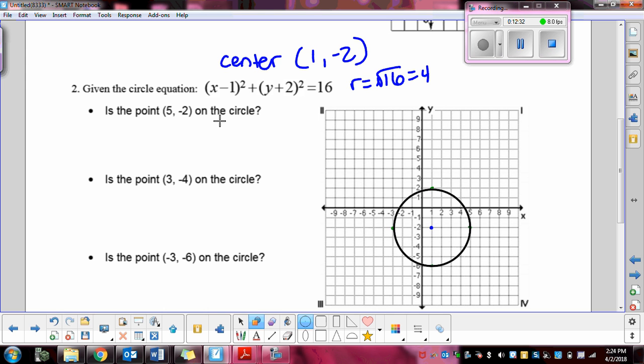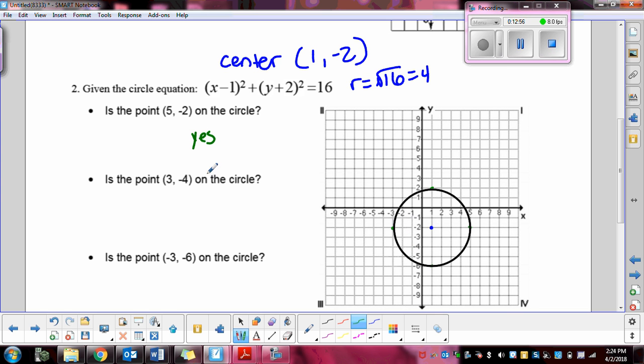And it says, is this point 5, -2 on your circle? So we're going to go over 5, 1, 2, 3, 4, 5, -2. Yes, this is on your circle, right? You can say yes. But sometimes it's hard to see. So you guys can try this one. Let's look at this one. -3, -6. I'm not sure. I don't think this is on my circle.